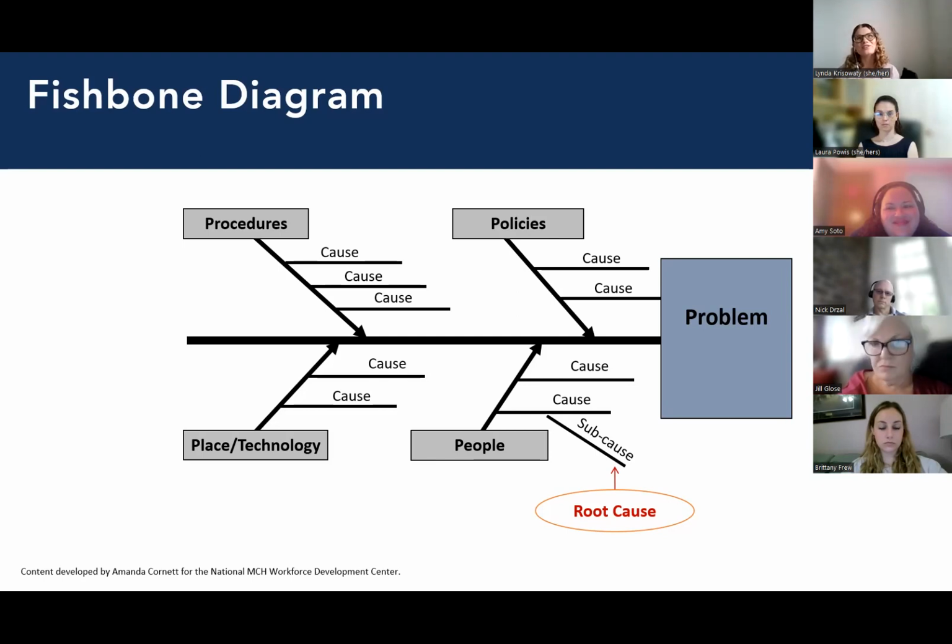It may be a recurring issue that's continued to bubble up during the implementation of your particular practice or program. It might be a key piece of feedback that you've continued to receive from people participating in your services. Whatever that particular problem or challenge is, we want to frame this as a statement. And this is what you place at the head of the fish or the diagram, in the box on the right-hand side of the screen.